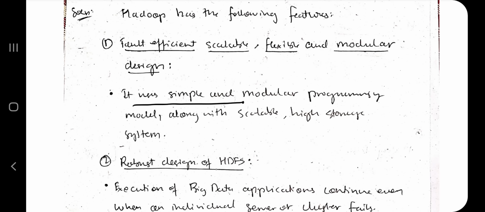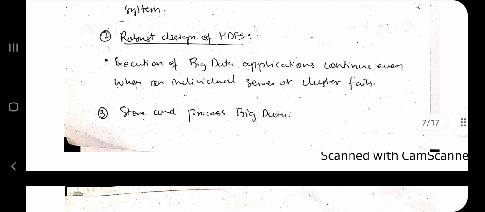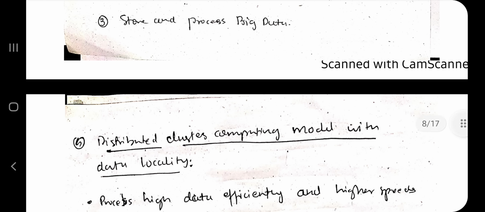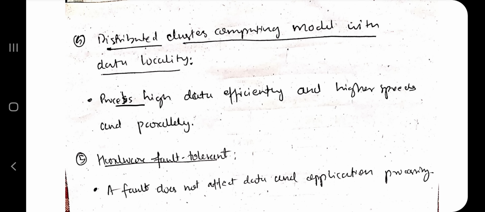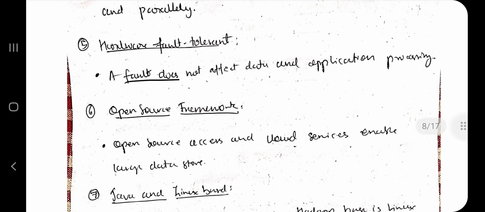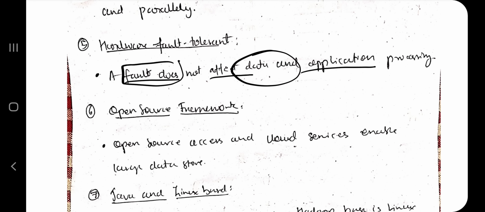See, it is a simple and modular programming model along with a scalable, highly available storage system. All these features are available in Hadoop. It is a robust design because it can continue to work even when an individual cluster fails. Storing and processing big data is self-explanatory, and distributed clusters are there. It processes high volumes of data efficiently, and parallel processing will happen because each one will be doing it separately at the same point of time. And hardware fault tolerant: a fault does not affect the data and application processing. If hardware fails, it does not affect the processing of the data.